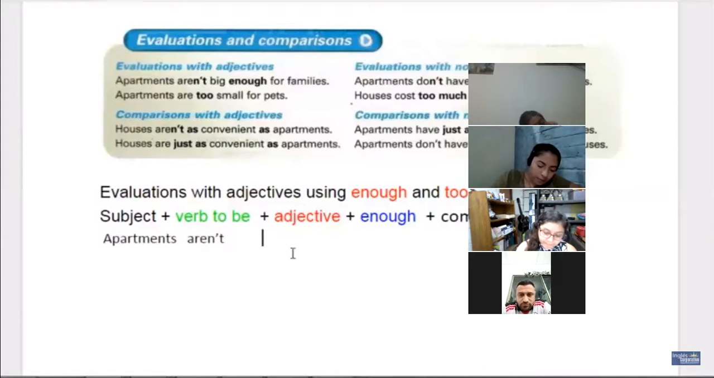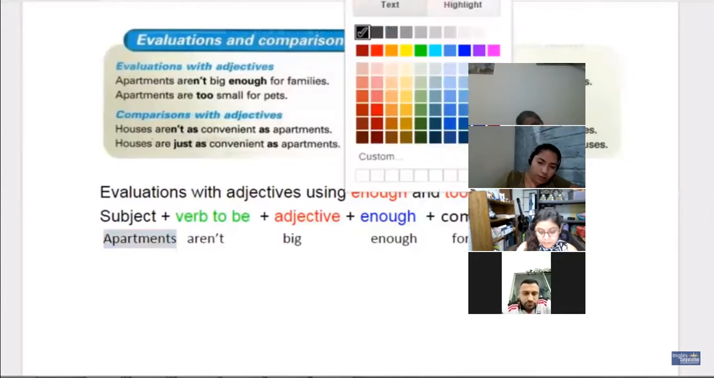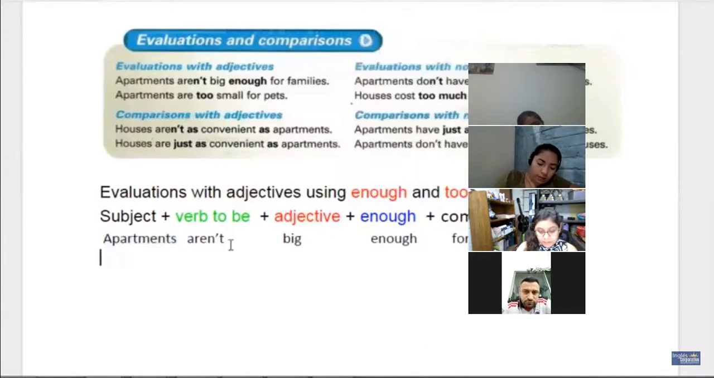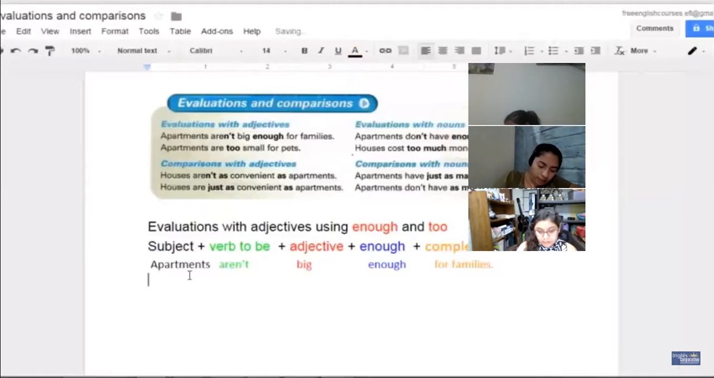And then this is going to be followed by the adjective. So in this case, the adjective is big. Then this is going to be followed by enough, and then we're going to have some sort of complement here. So in this case, it happens to be families, right? So if we look at the pattern, we have a subject. I'm going to go ahead and follow the colors so that we can see what's happening there. That's in black. There we go. So we can see that the subject is apartments.